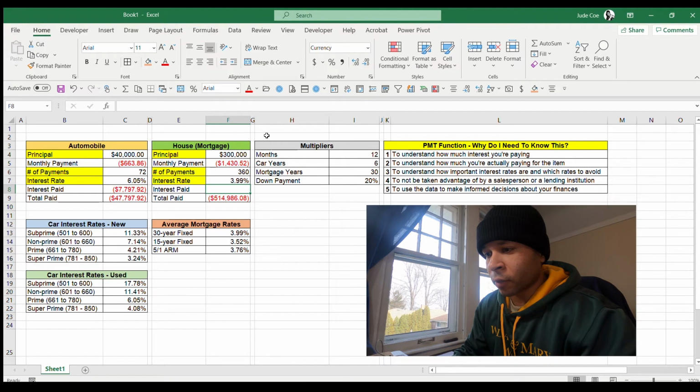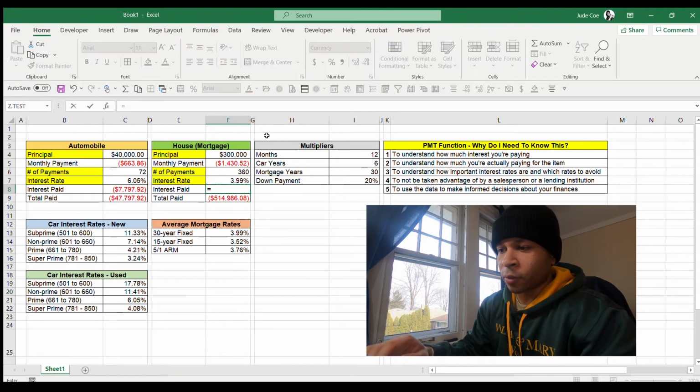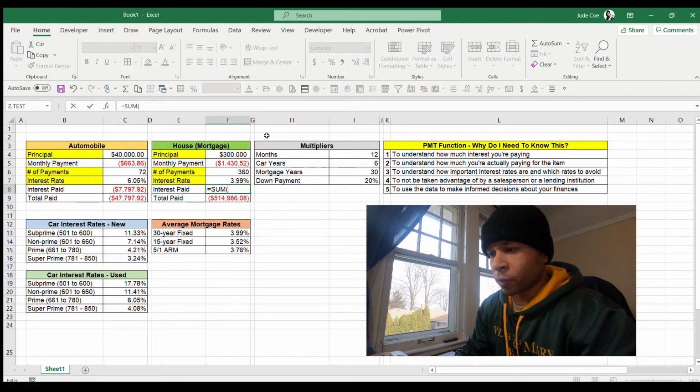So if you want to find out the exact interest that you paid, press equals, and you use sum, and then you go through here. You can move your argument table out of the way.